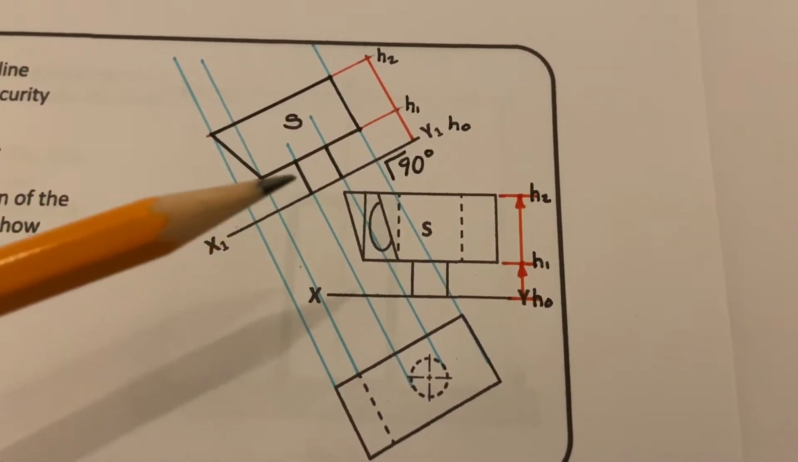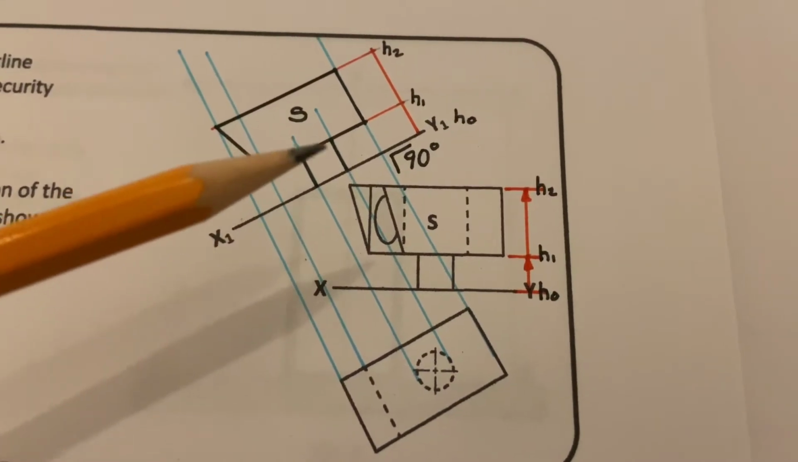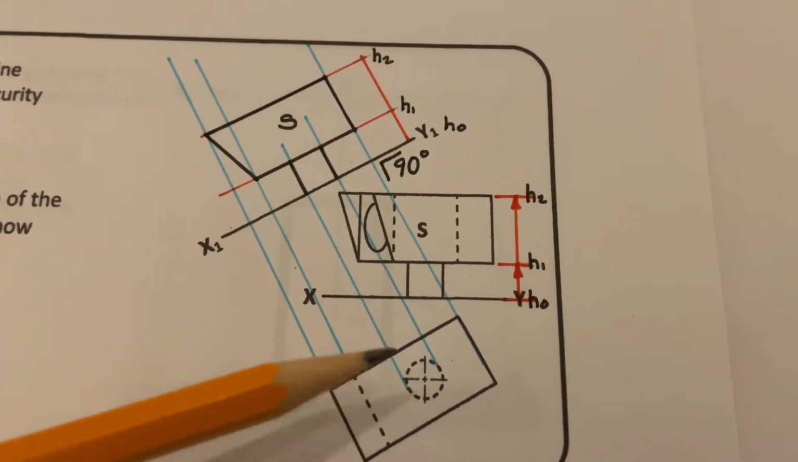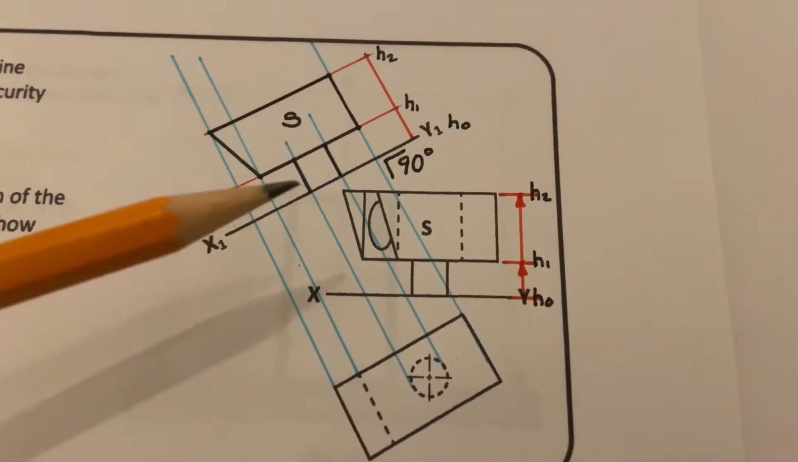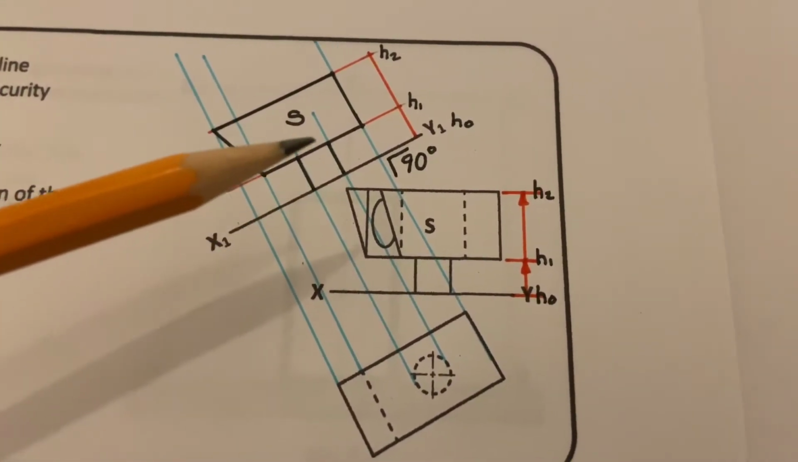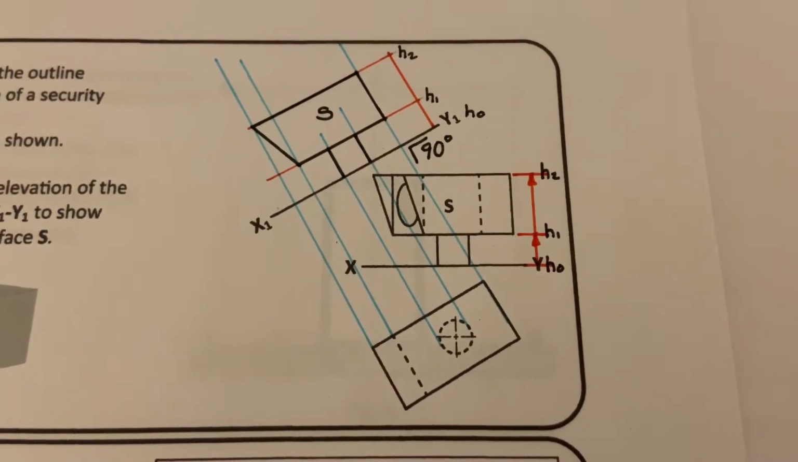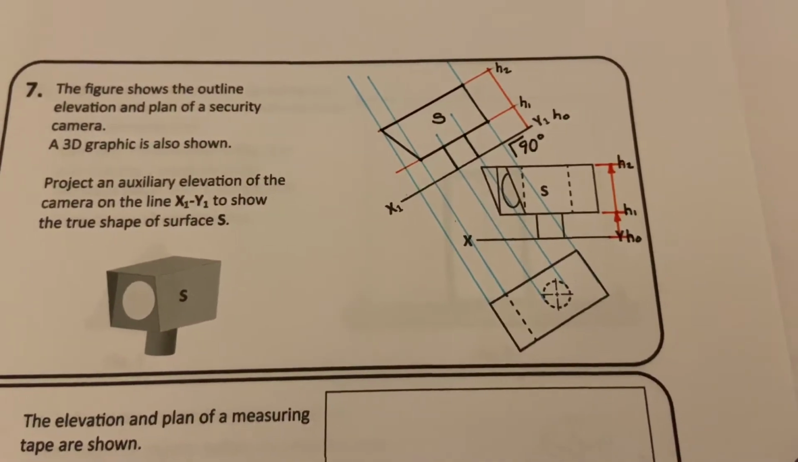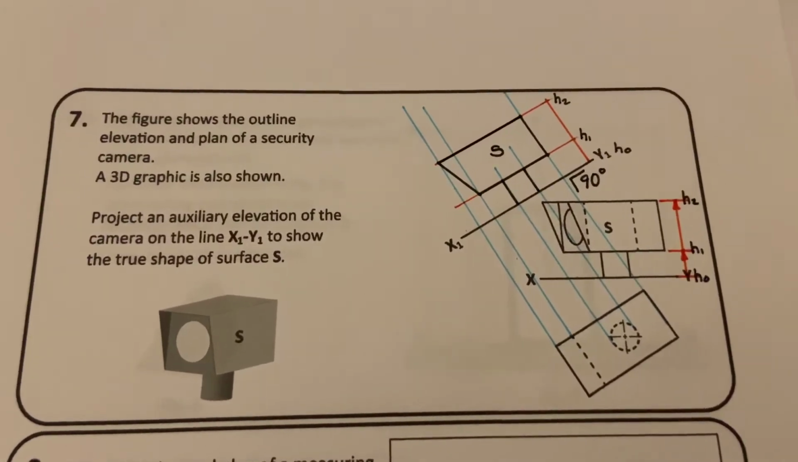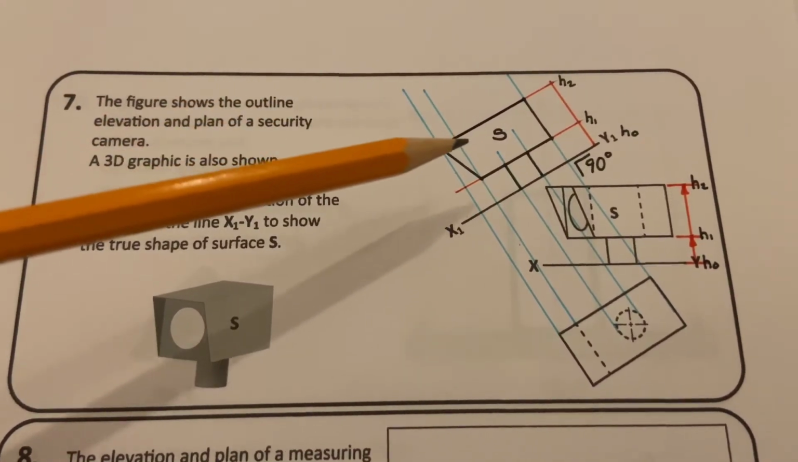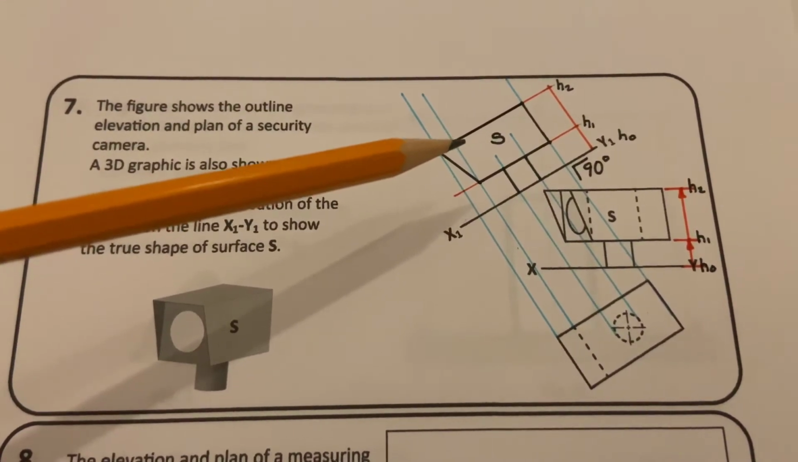Now the only other thing that we have to consider is the little support here. From the circle there, we take the extreme sides of the circle. As that goes up, it gives us a heavy line there and a heavy line there. And that completes question 7, which shows an auxiliary elevation, which shows the true shape of surface S.